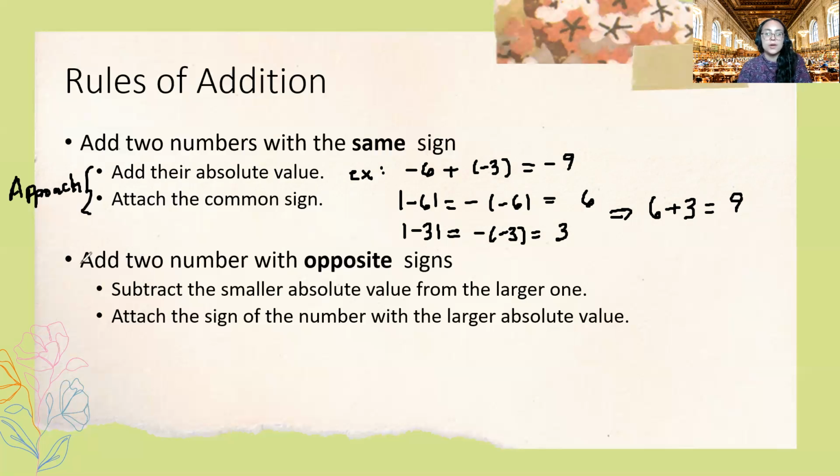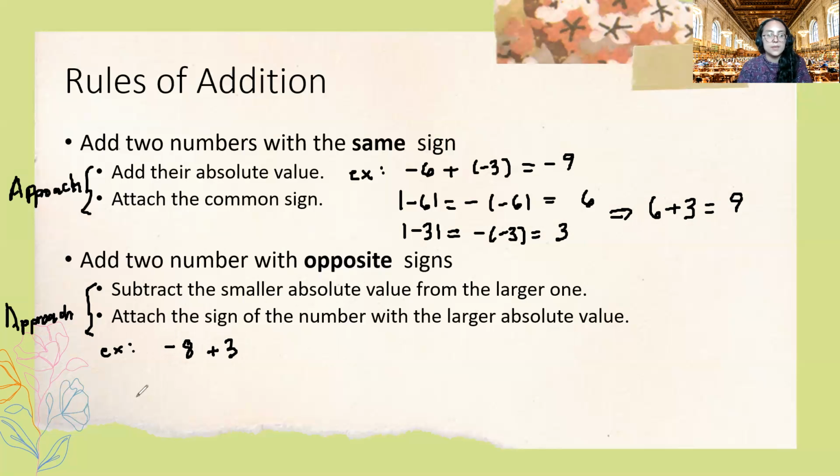When we add two numbers with opposite signs, we're going to subtract the smaller absolute value from the larger one, and we're going to attach the sign of the number with the larger absolute value. I'm going to give you a quick example here: -8 plus 3.